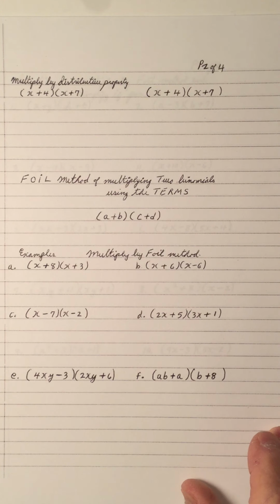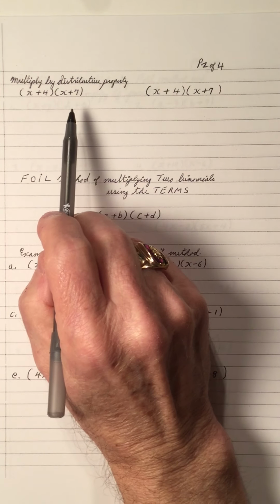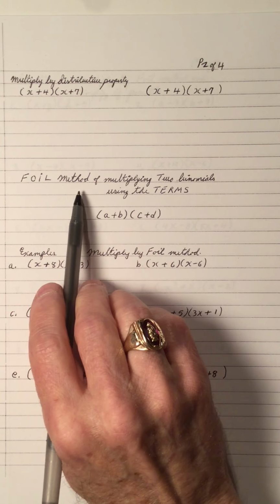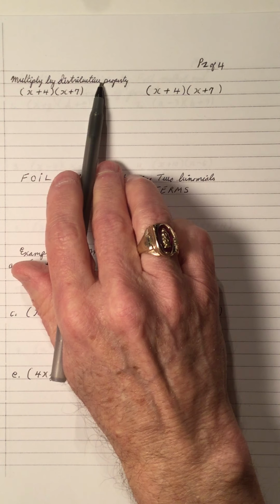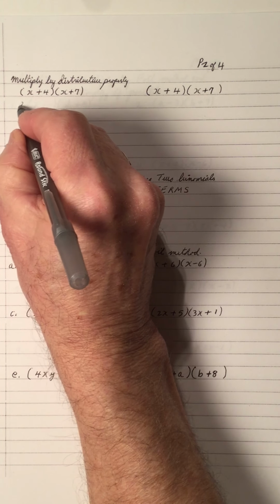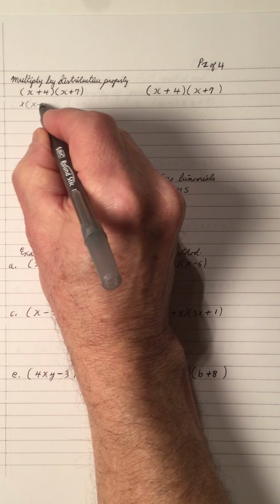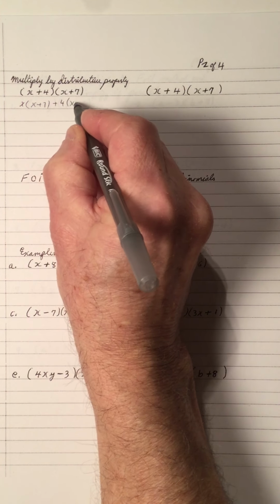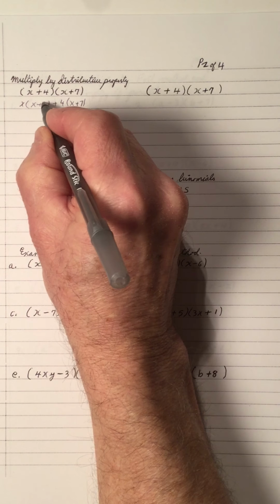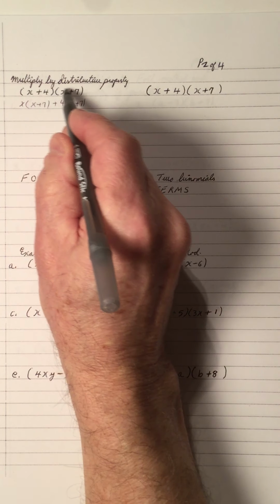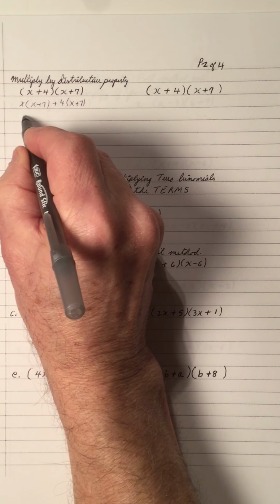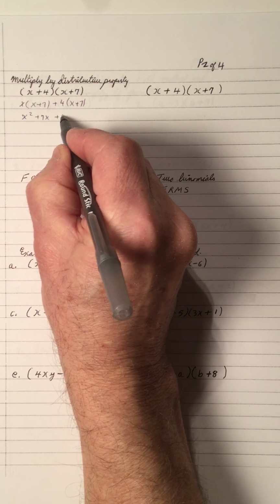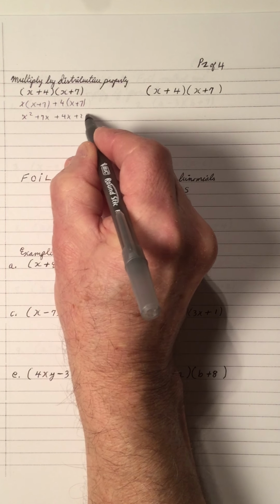The FOIL method. Let's talk about the distributive property that we used in the previous video first, and then we'll get into the FOIL method. Multiply by the distributive property, so that would be x times x plus 7, positive 4 times x plus 7. Notice the x is being distributed through the two of these. That will give you x squared plus 7x plus 4x plus 28.